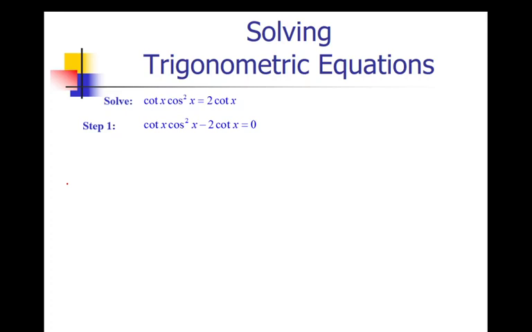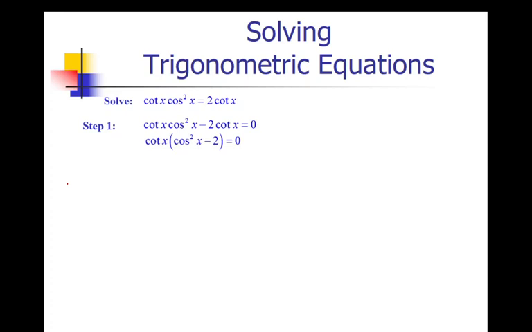Now we have more than 2 terms with trig functions in it, so we need to factor. And the first step of factoring always and forever is getting your greatest common factor. So in this one, your greatest common factor is cotangent. So your first step is to factor out cotangent, like this. Okay? This is not anything new. So now I've got cotangent x times cosine squared x minus 2.